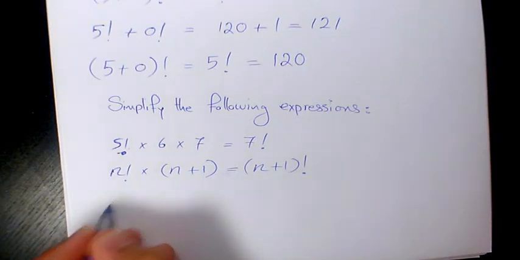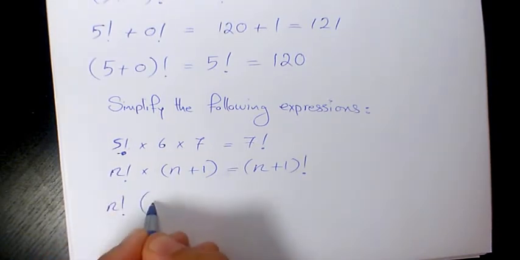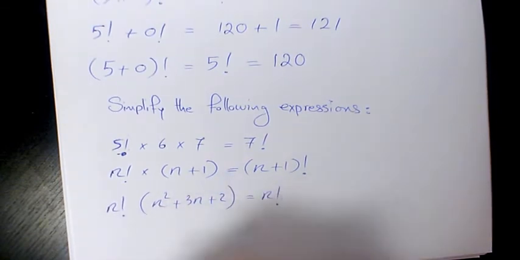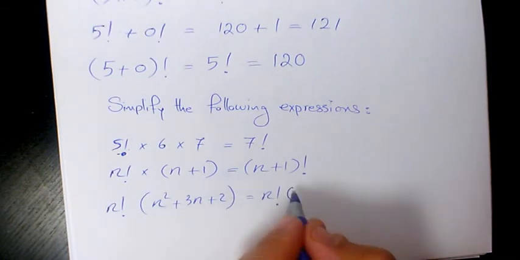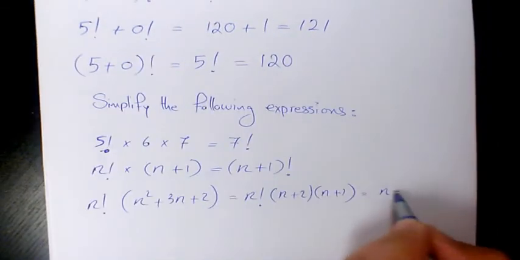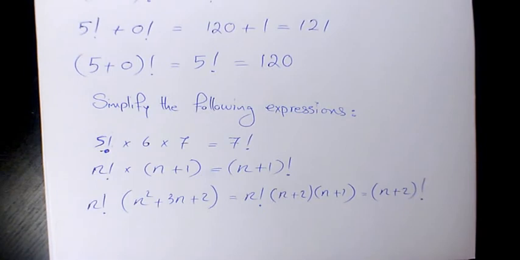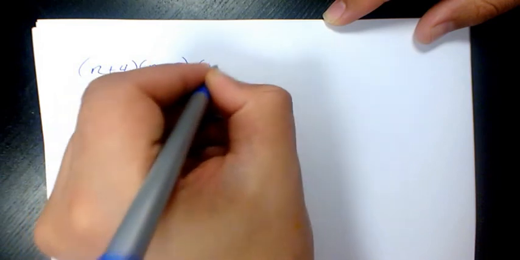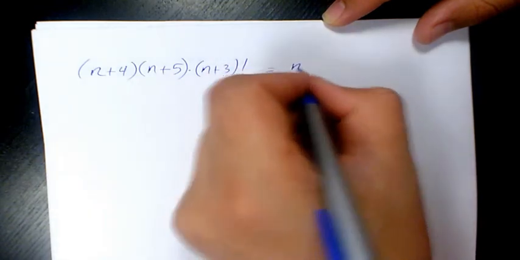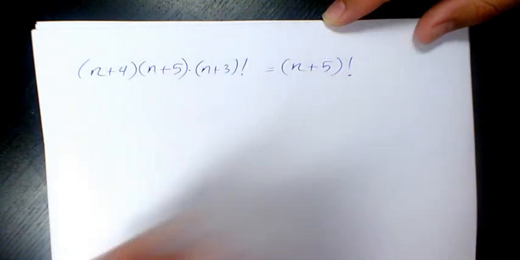If somebody asks you to factor fully n factorial times (n squared plus 3n plus 2), you're going to say that's n factorial, and when you factor, it's going to be (n plus 2) times (n plus 1). That's going to be equal to (n plus 2) factorial. Next example would be (n plus 4) times (n plus 5) times (n plus 3) factorial. In that case, (n plus 3) times (n plus 4) times (n plus 5) is going to be (n plus 5) factorial.